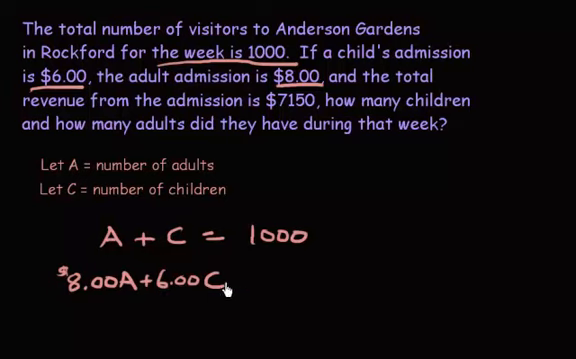C represents the number of children, and if you add up all of this, we are going to get $7,150. You don't really need the dollar signs, but I think it helps you understand what these numbers mean, but we can get rid of them now. Okay, so now here's our system. Now we just have to solve it.